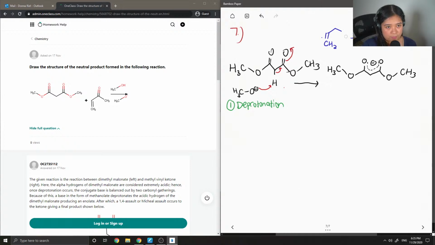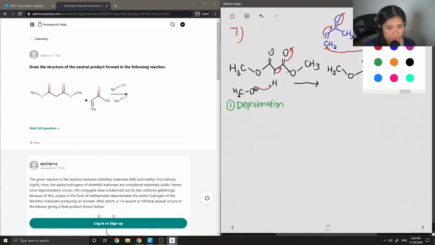Move it over a bit. Okay, and it also contains a carbonyl functionality. So this negative charge comes in and attacks the carbon, and then I'll just draw the movement of electrons going up like that.